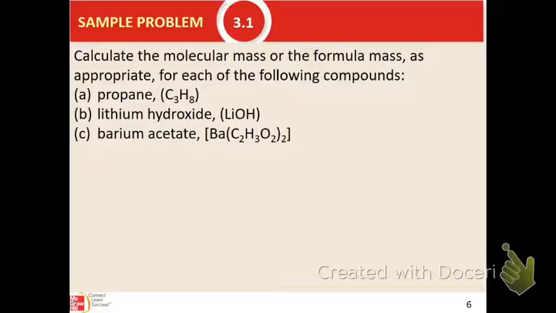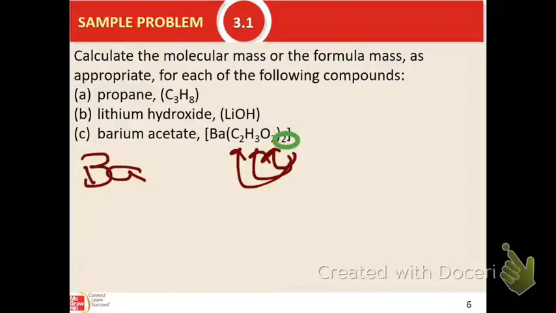Please notice this 2 that's outside, right there. That 2 is going to get distributed. We're going to distribute that 2 here, here, and here. It will not go to the barium because it's not inside parentheses. So that's what it reads right there. On the periodic table, we're going to need barium, carbon, hydrogen, and oxygen.